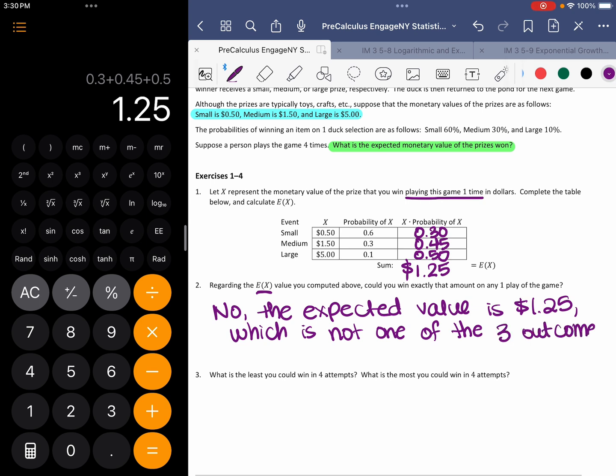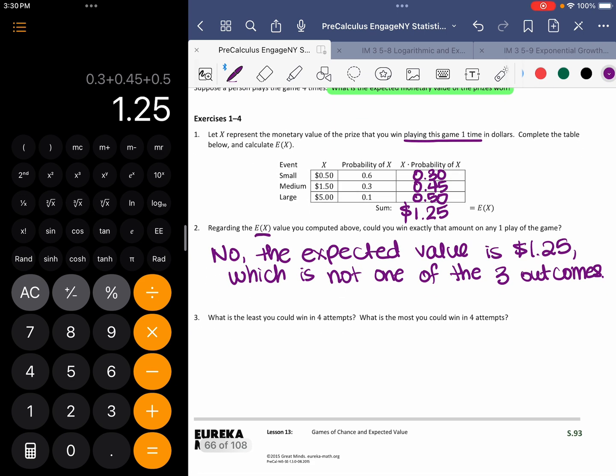And we've talked about this quite a bit. We have an expected value that talks about a long run average. It's not about what we expect to get on a singular play of the game, but on average, if this game was played an abundant number of times, and we divided by that abundant number, we would expect to get $1.25 each time you play the game.